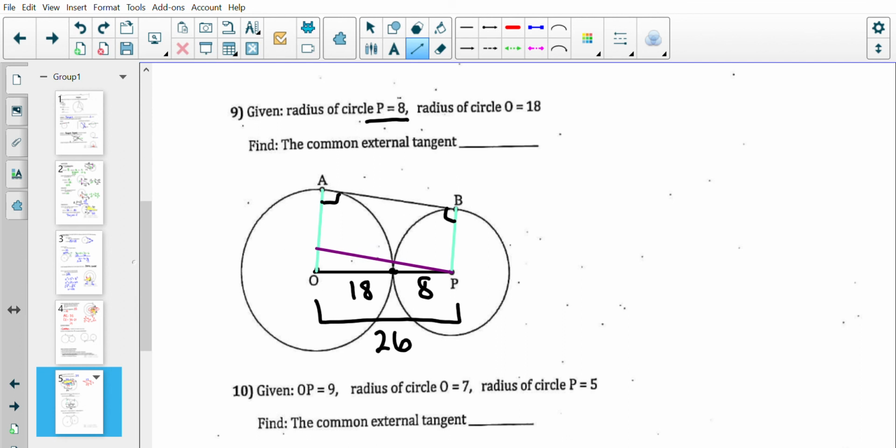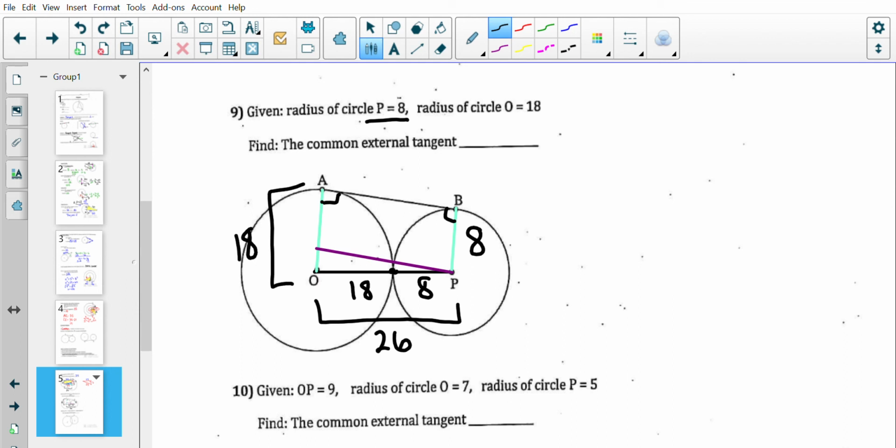And remember, there was some information that we didn't label. It says the radius of circle P is 8, so that's 8. The radius of circle O is 18, which means this is 18. Once again, we have a rectangle and a right triangle, so let me highlight this right triangle for you. Okay, now on the top we have a rectangle. We know in a rectangle opposite sides are congruent, so if B to P is 8, then this side is 8, which means this bottom part is 10.